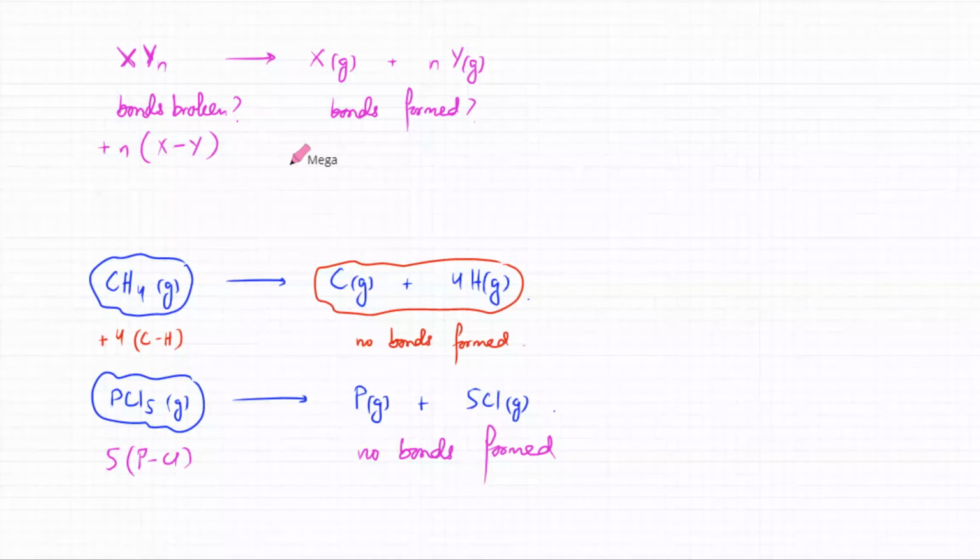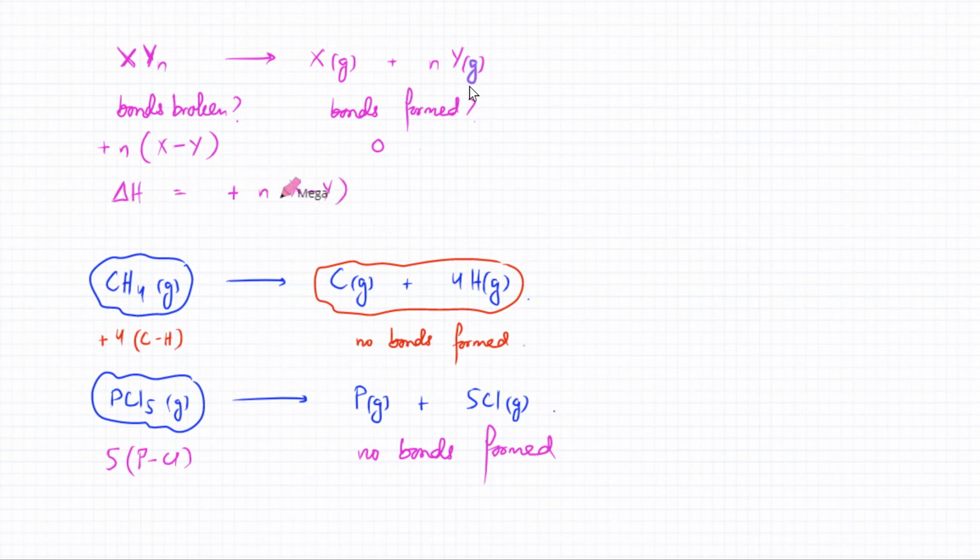So, how many bonds are you forming? You're not forming any bonds. You just have atoms over here, so bonds formed is exactly 0. So what is your enthalpy change equal to? Your delta H would be equal to plus N bonds of XY and no bonds formed. Okay, and if I rearrange this, what's going to happen? Just a second, let me move this.